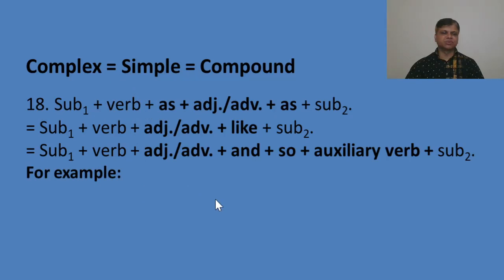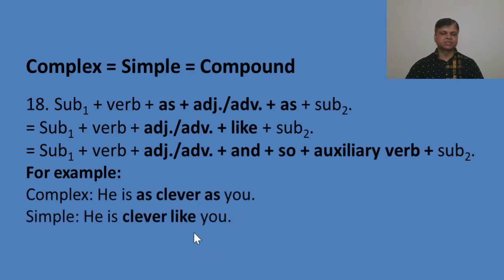So follow the example. Complex sentence: He is as clever as you. If you want to make it a simple sentence, just follow the structure. You have to use subject verb first, then adjective or adverb, then like, then subject two. Here you is subject two, he is subject one.